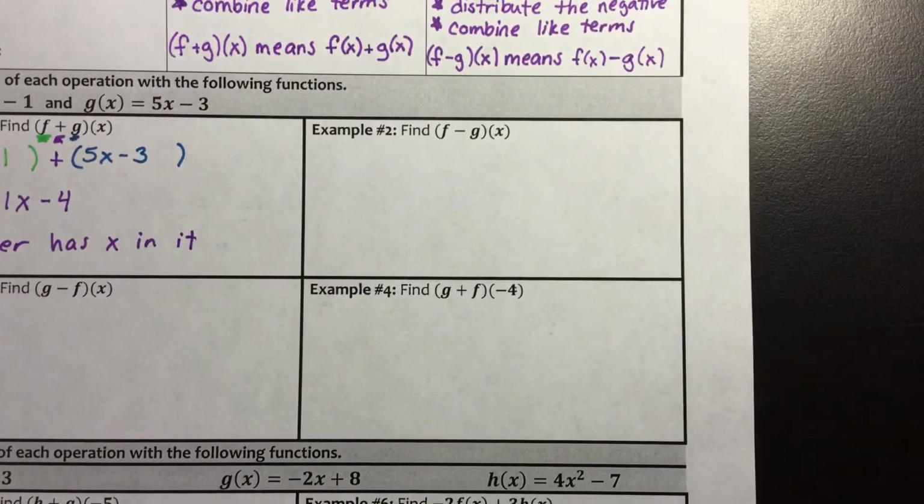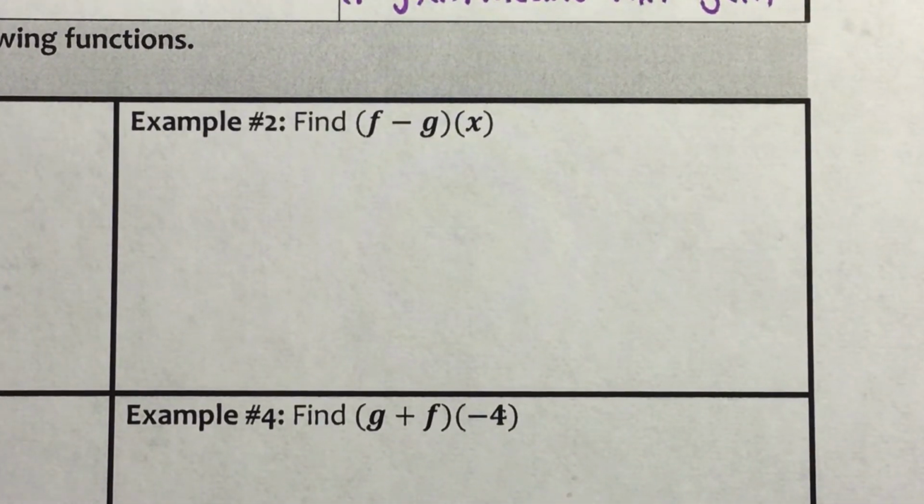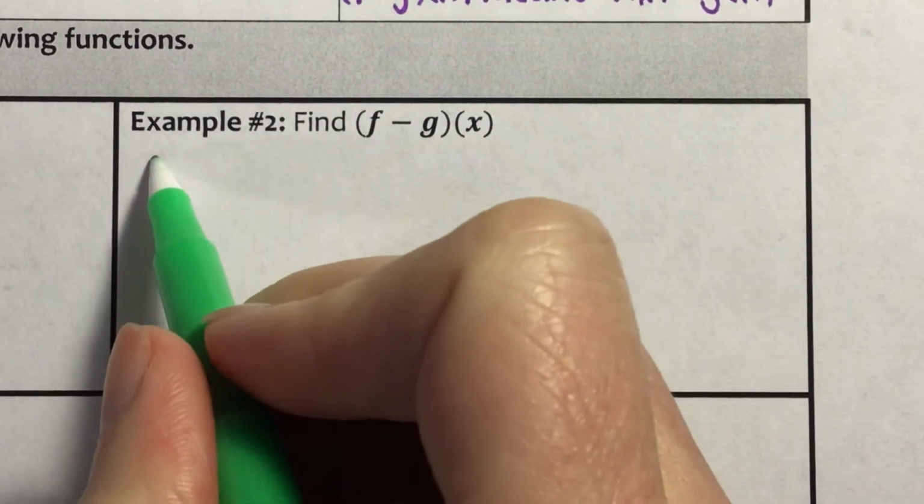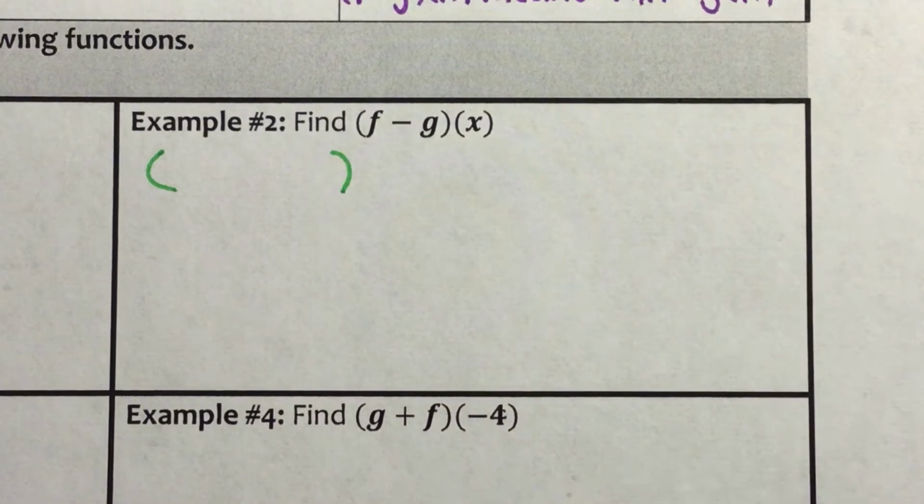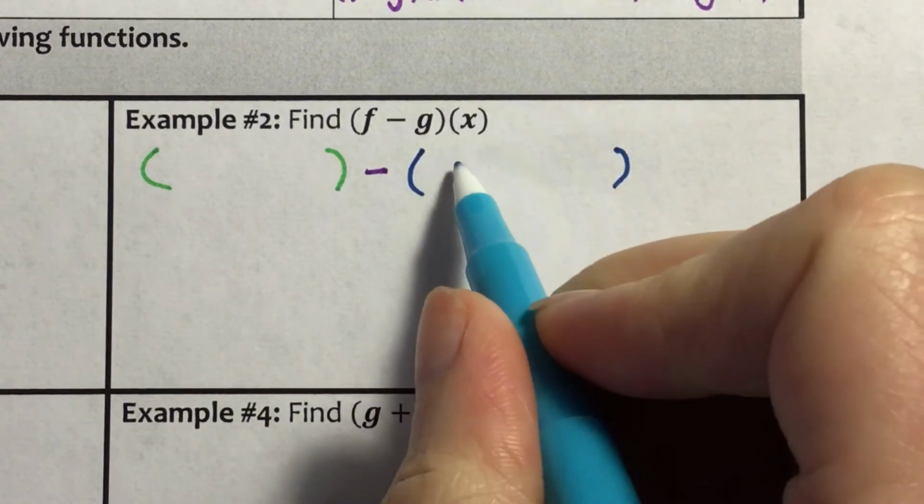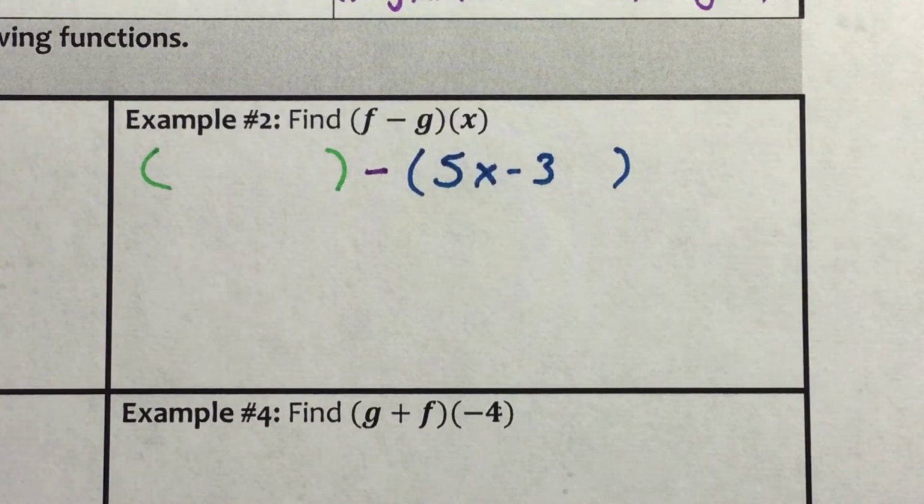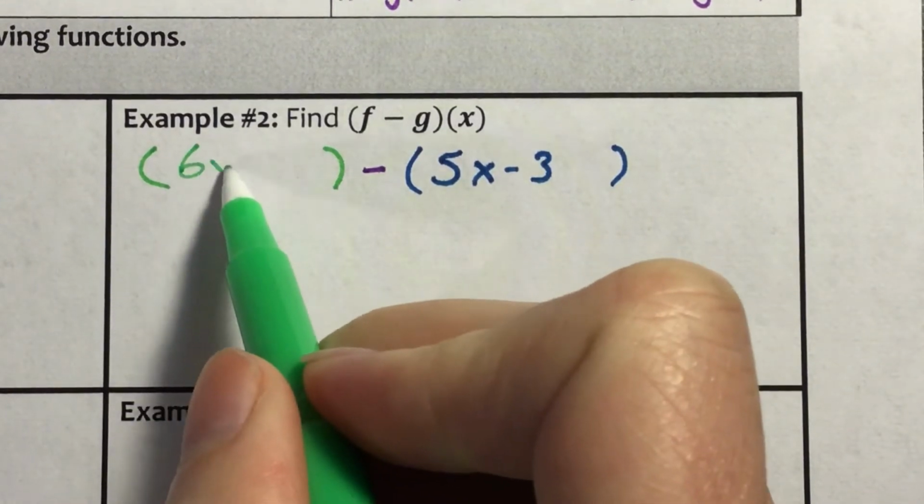All right, let's take a look at example 2, f minus g of x. So we're going to have f of x, and then a minus, and then g of x. Okay, g of x is 5x minus 3. And f of x is 6x minus 1.